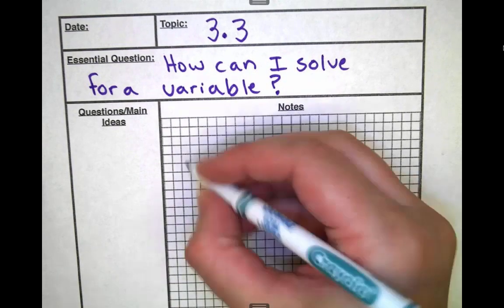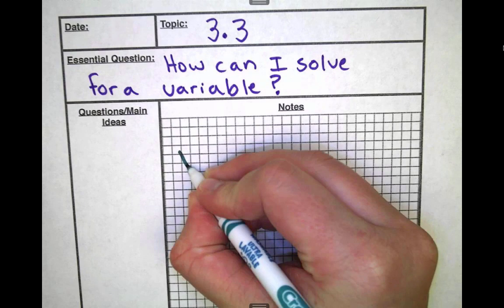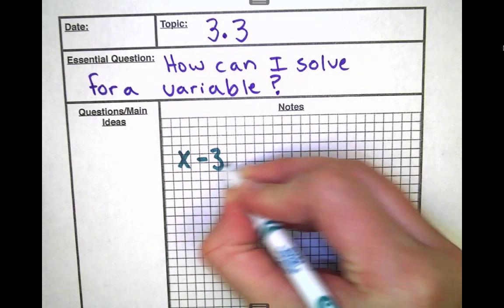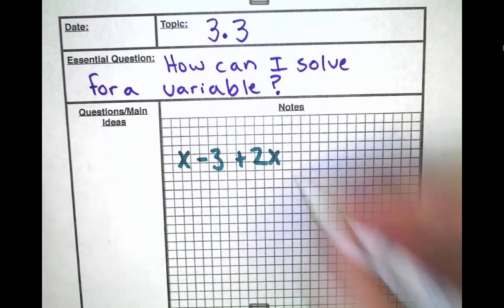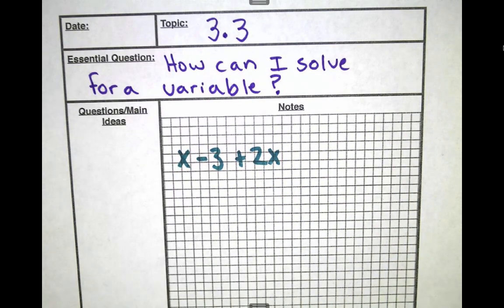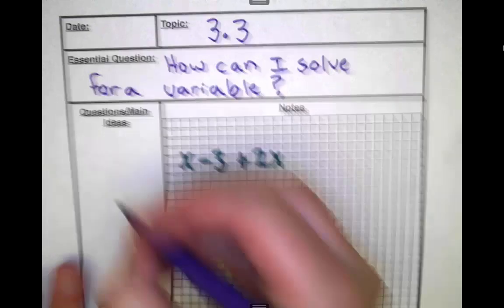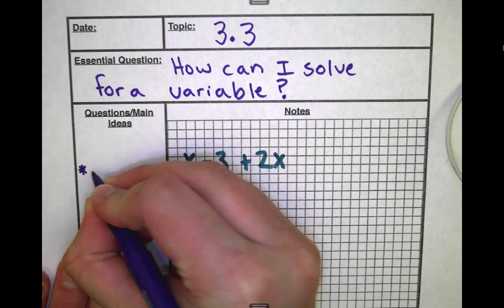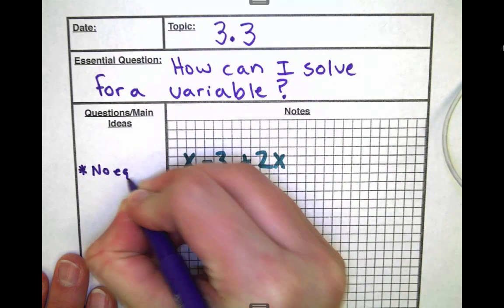So if I told you that I had x take away 3 plus 2x, and this is all I knew, x take away 3 plus 2x. At this moment in time, I cannot solve for x. If I said, I want to solve for x and find the answer, what's x equal? That's completely impossible. And that's because if I want to know what x equals, I need an equal sign. So over here, I'm going to put a little star and say there's no equal sign.